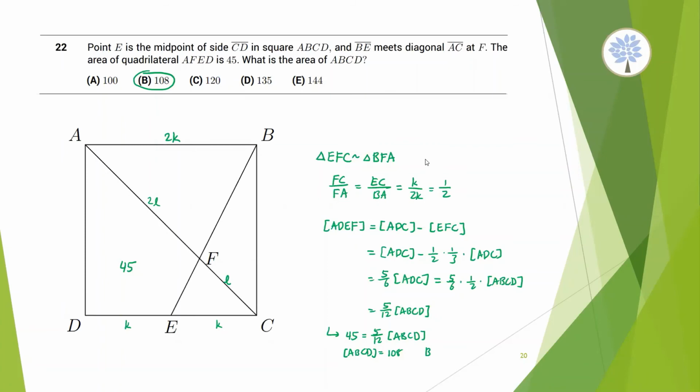Right, so what motivates this whole idea is we want to find something that relates what we want to find and what we're given. So we want to relate the area of AFED to the area of ABCD. And that's what we're doing with all of these area ratios. All right, so that's it for problem 22. The answer is B. And if there are no questions, we can move on to the next problem.